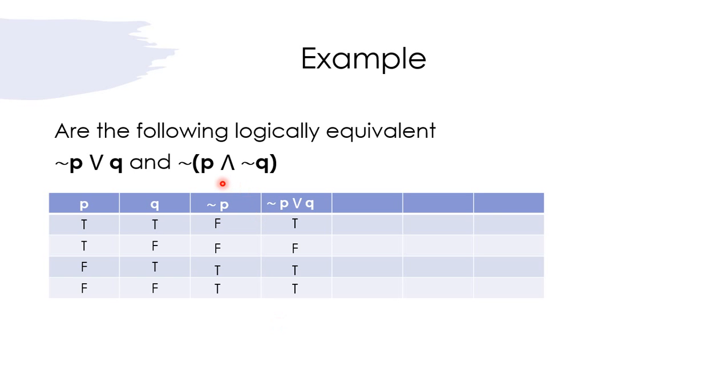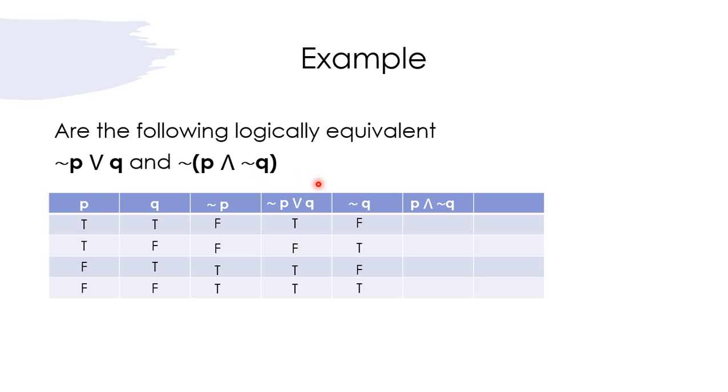Now we need to focus on the second proposition, which is the negation of P and not Q. Before we can find the negation of P and not Q, we need to find P and not Q. And before we can find P and not Q, we need to find not Q, because we have no idea what not Q is. So we'll find not Q, and you will see that not Q is false, true, false, true. Remember, it's just the negation of Q.